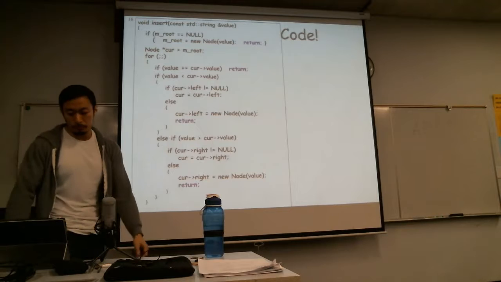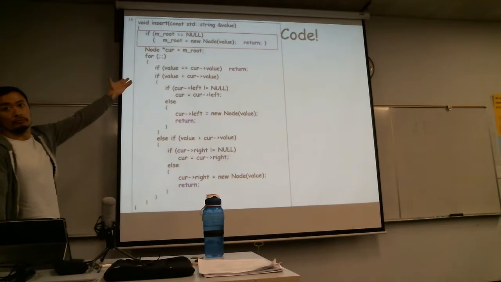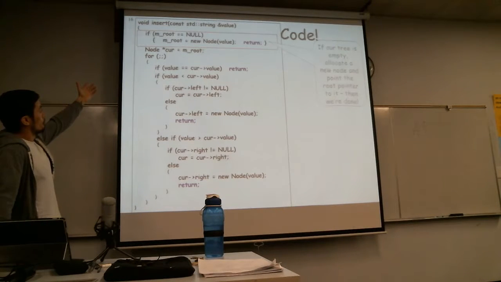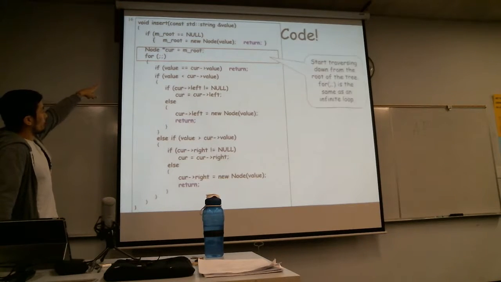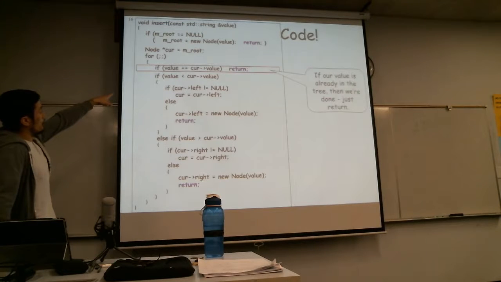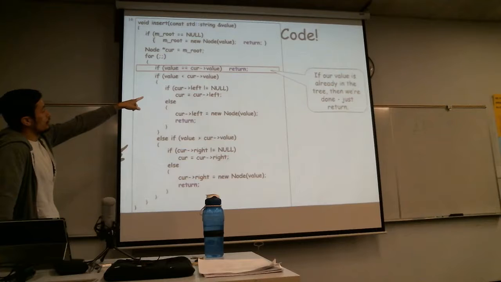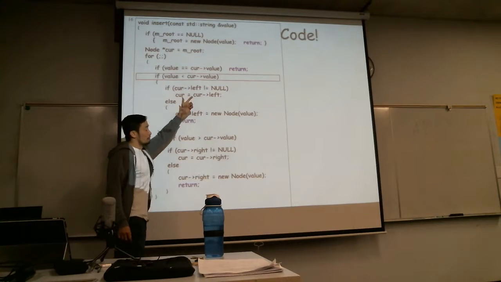Let's talk about it. If the root node is null, we just add the node there, right? Otherwise, we do other things. We're going to create a cur pointer pointing to our root, and we're going to loop continuously. Essentially, this is just going to be traversing through the tree. If the value is the same as the current node, we just do nothing. Otherwise, we ask if the value is less than the current value.